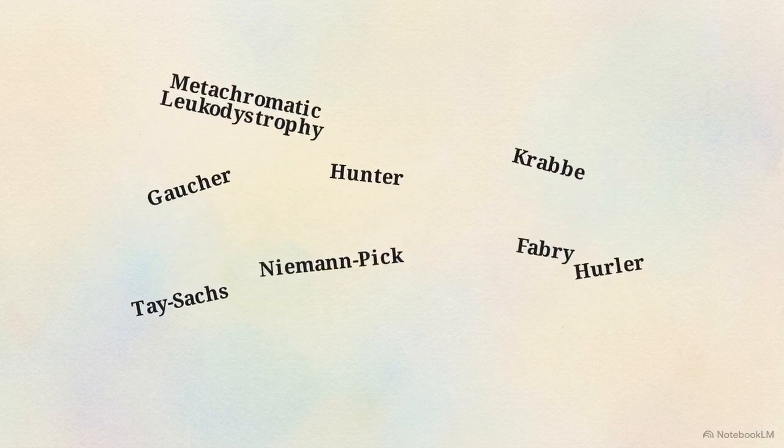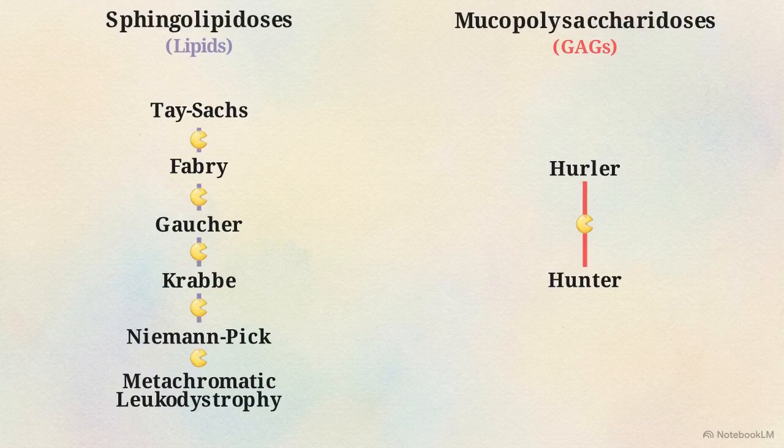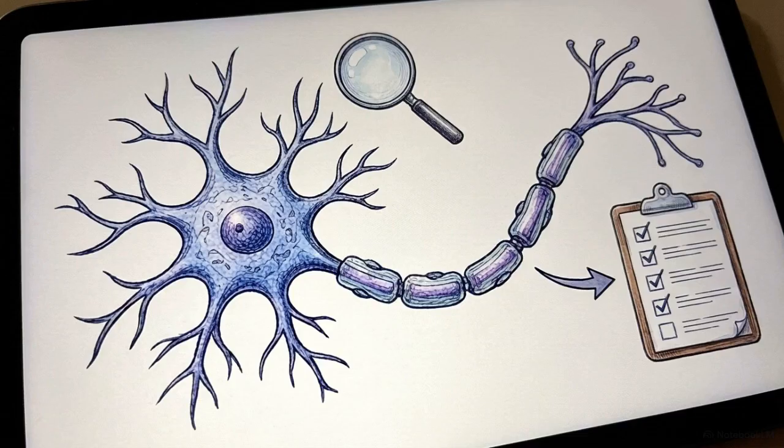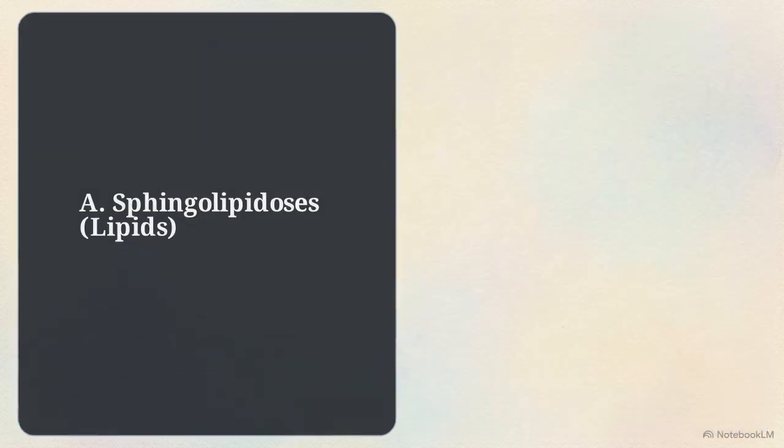Rather than viewing these conditions as a list of unrelated eponyms, clinicians can approach them as predictable traffic jams along two distinct metabolic highways. By mapping these two specific degradation pathways, you can deduce a patient's symptoms based on which molecule is being blocked and where that molecule normally resides in the body. This splits our targets into two families: sphingolipidoses for lipids and mucopolysaccharidoses for glycosaminoglycans.